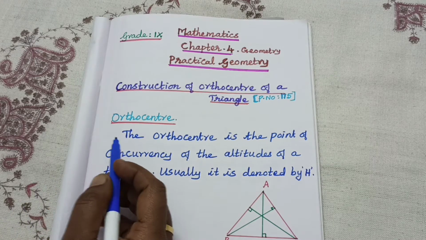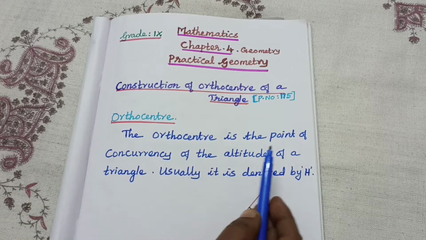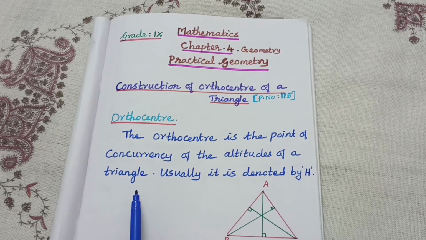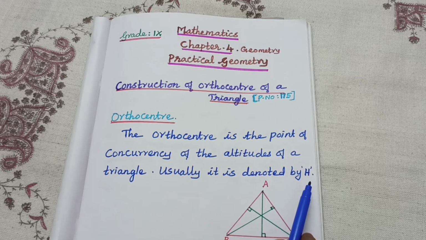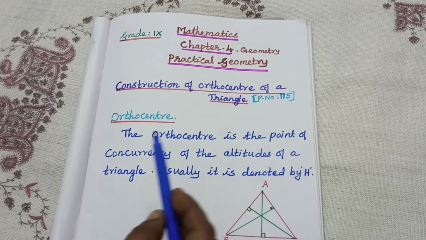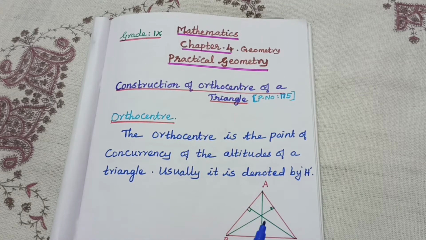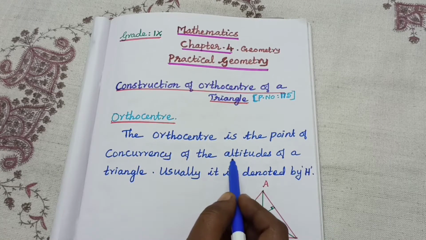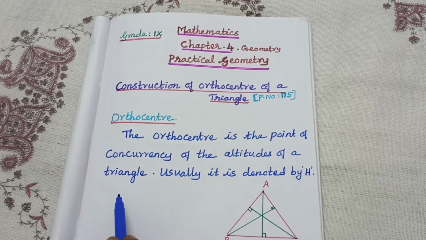Then what is meant by orthocenter? The orthocenter is the point of concurrency of the altitudes of a triangle. Usually it is denoted by capital H. Centroid means the point of concurrency of the medians. But here, what is given? The orthocenter is the point of concurrency of the altitudes. Then, the altitude of a triangle.